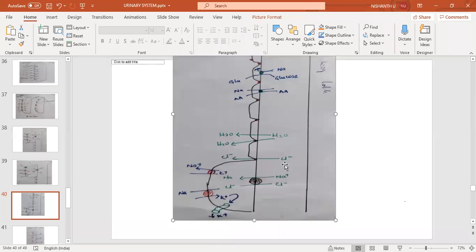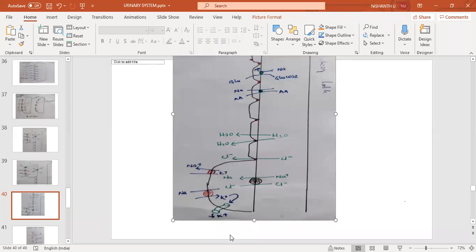One more method is there. Chloride can also move from the tube into the interstitial fluid by this tight junction. Can you see this tight junction? Through the tight junction, the chloride can move from the tubular fluid into the interstitial fluid. That is the second method.